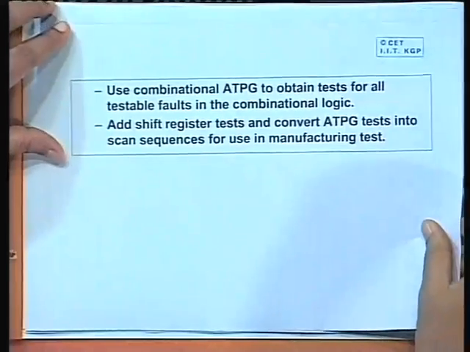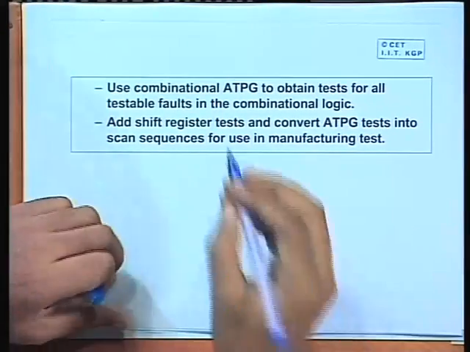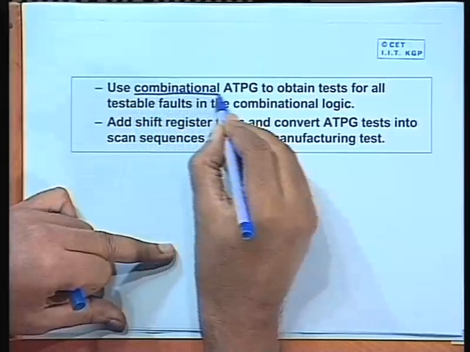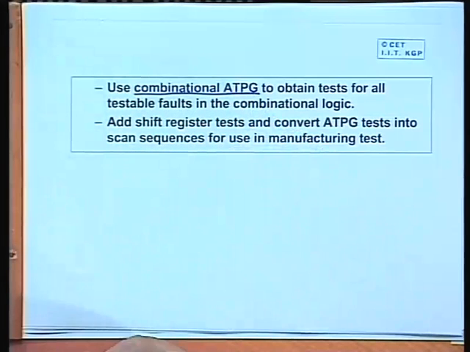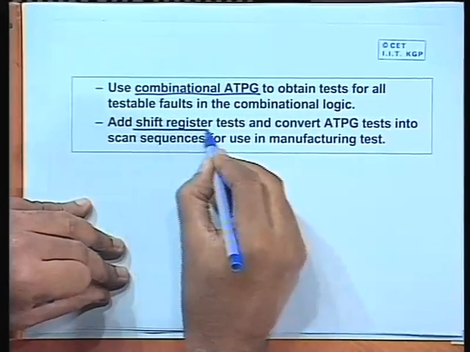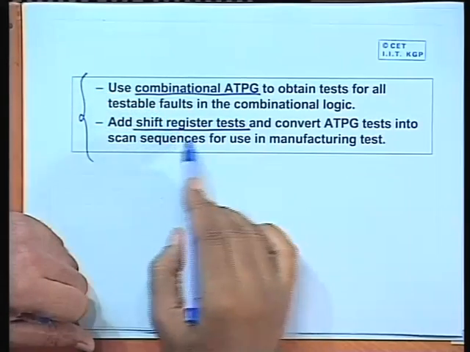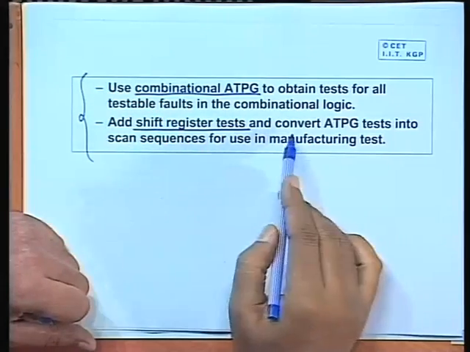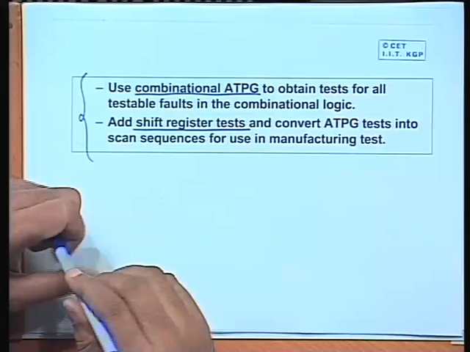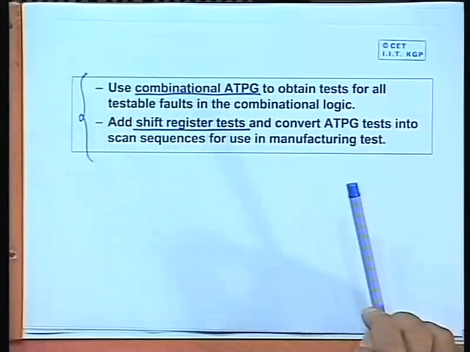And once we have done this, we have reduced the problem of testing to combinational logic testing. So now you can use a combinational automated test pattern generator to obtain the tests, and some additional tests to test the shift registers. This is all we need. We need to test the shift register, and once we have done this, we can use the combinational test patterns to test the combinational logic.